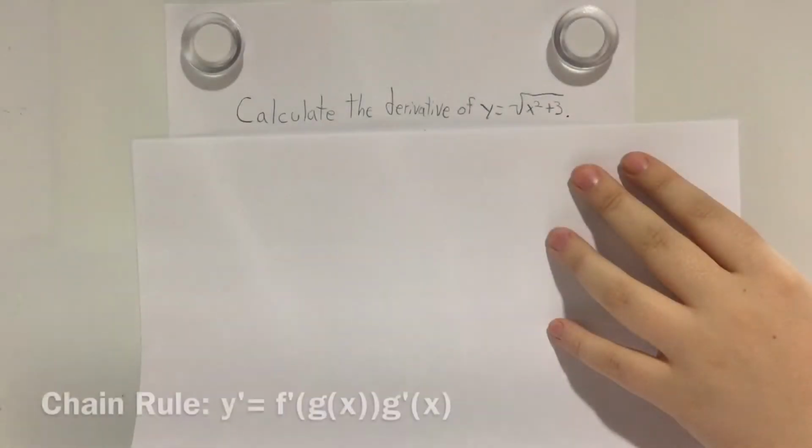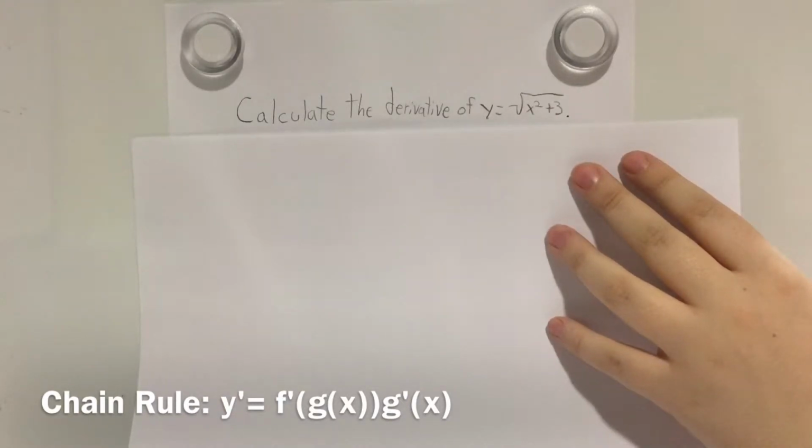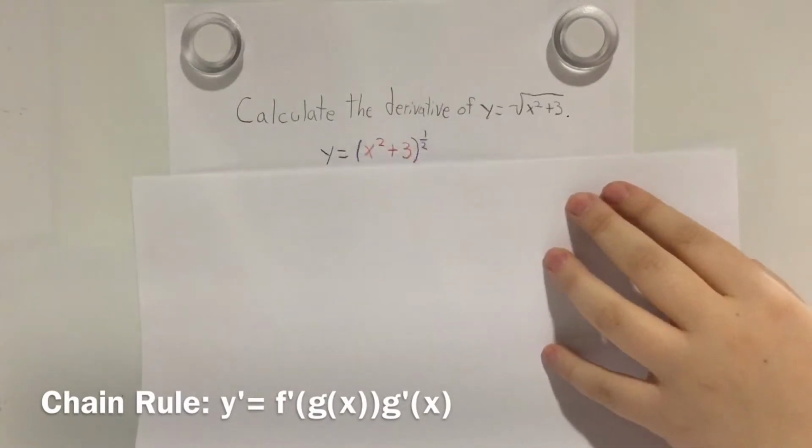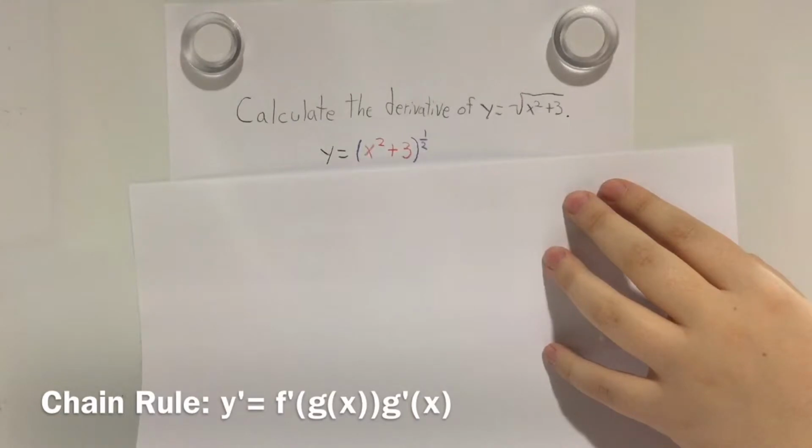So here we're going to calculate the derivative of y equals the square root of x squared plus 3. So the first step you want to do is to rewrite the equation, putting the square root into an exponential. I have colored the g of x function in red and the f of x function in purple.